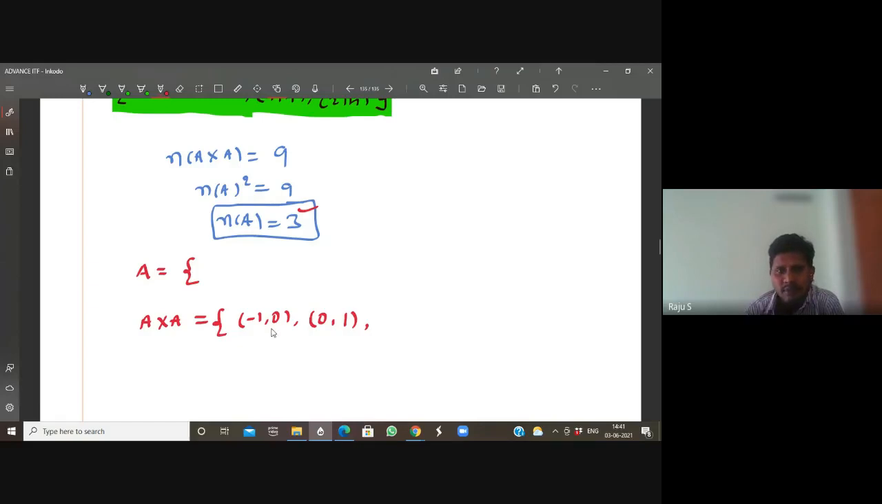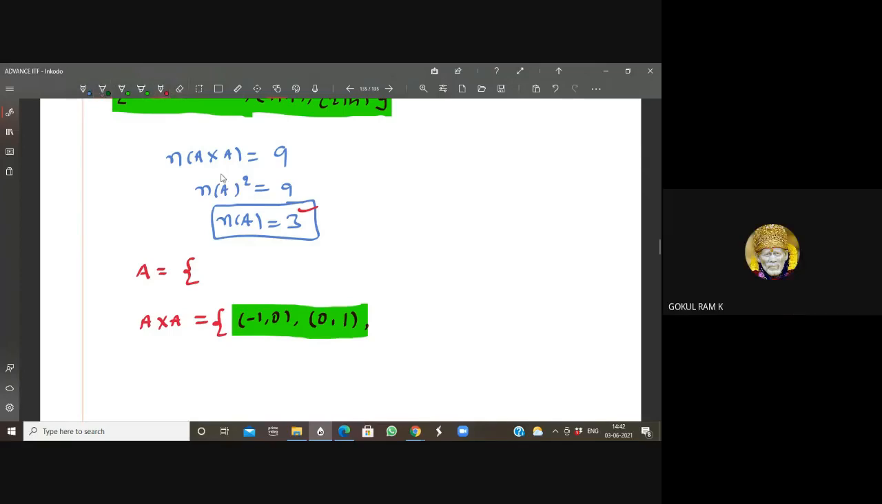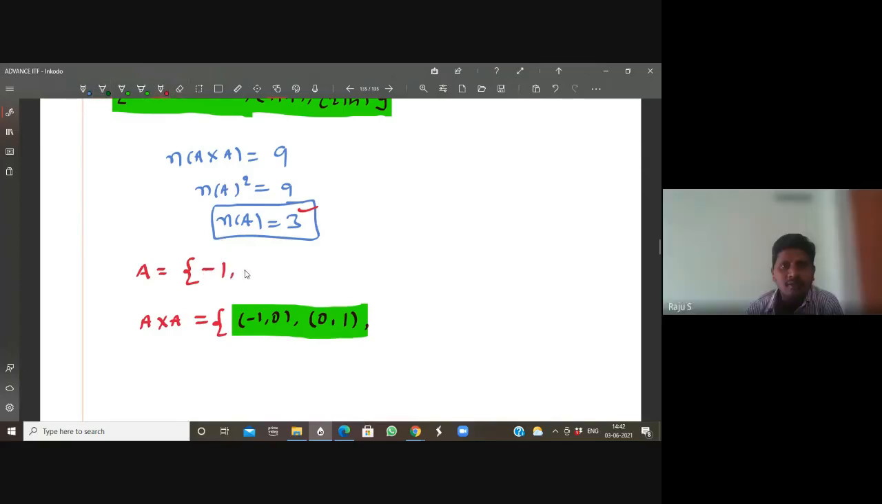Students, what do you observe in these two given ordered pairs? What are the elements you observe here? Yes, -1, 0, and 1 are common. -1, 0, 1. Very good. A having 3 elements means 3 elements are distinct here. Okay, that is -1, comma 0, comma 1 from the given ordered pairs.